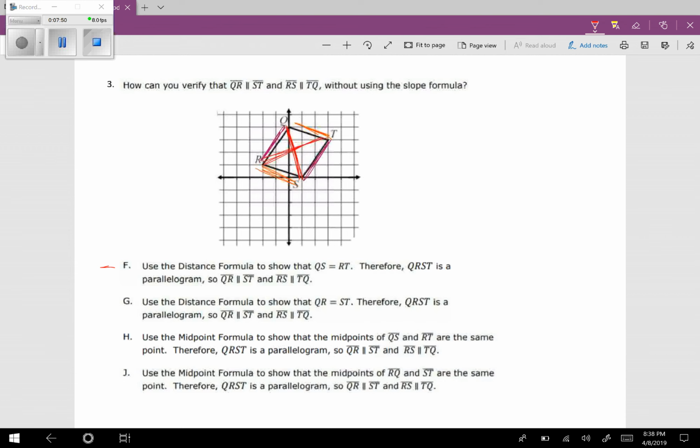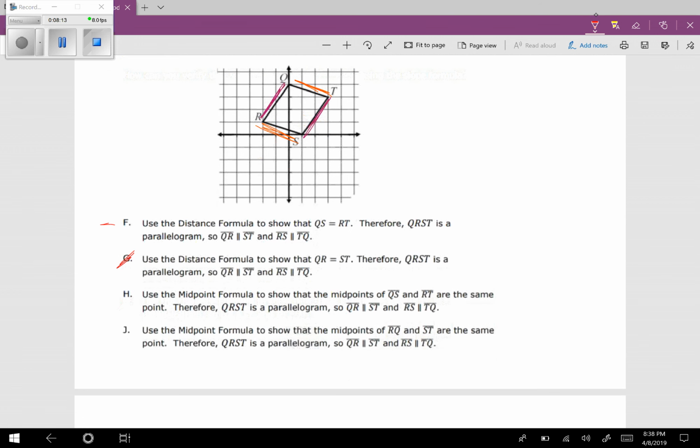Okay, now this one, it says use the distance formula to show that QR is congruent, is equal to ST. Okay, guys, if we're just showing that they're the same length, does that tell us if they're parallel or not? No. Parallel, they have to have the same slope, so that doesn't help us. We don't care about side lengths.